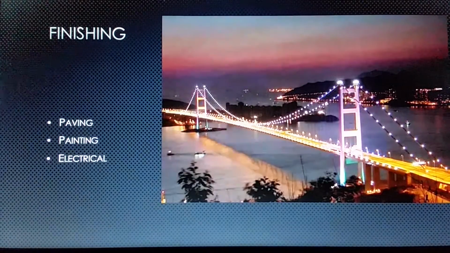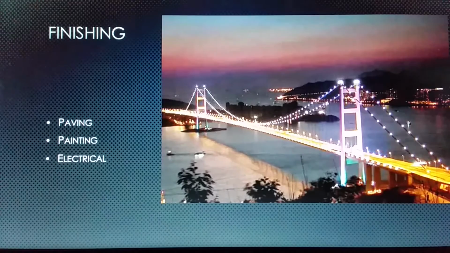Last is the finishing. When the deck is completed, it is covered with a base layer which is usually steel plates and paved over. Painting the steel surfaces and installing electric lines for lighting are also examples of finishing steps.